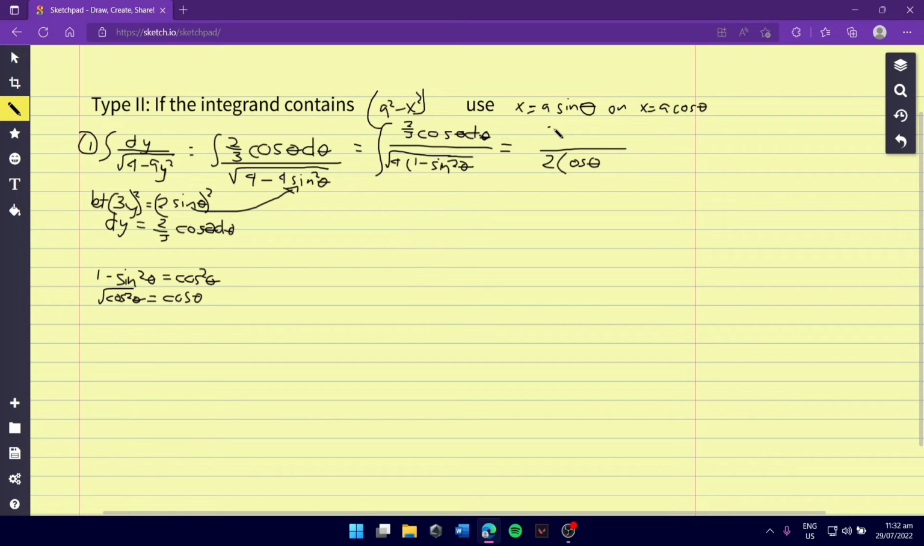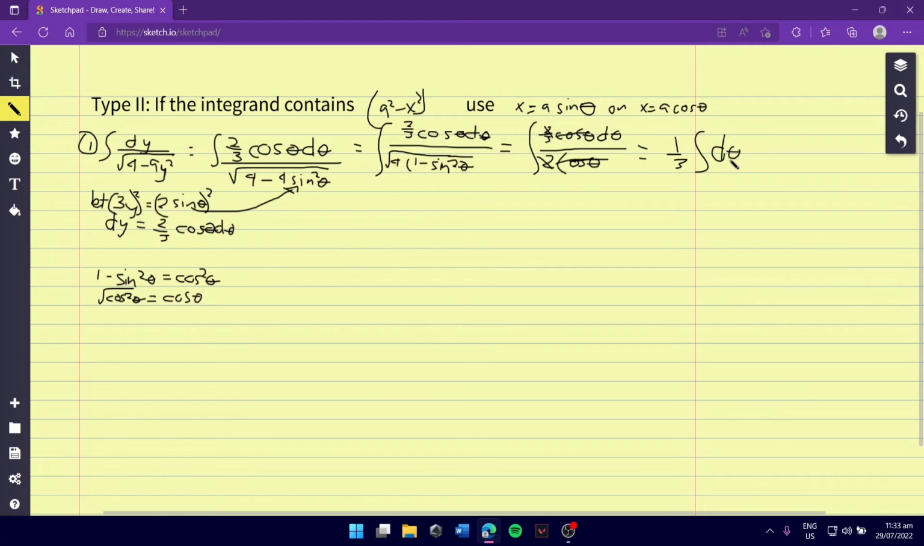So in our numerator, we have 2/3 cosine theta. So this will cancel out and the 2 here will cancel out. So this is the integral. So we have now, this will cancel out, diba? So I have now 1/3 integral of d theta. Okay, next.